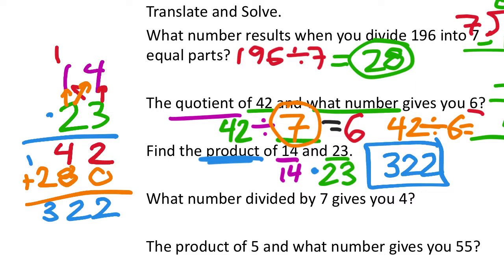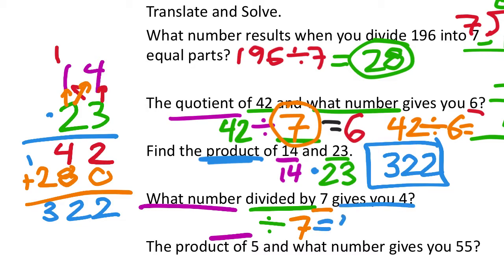But what number divided by 7 gives you 4? So what number, let's see, what number is dividing by 7? So that's direct translation right there. It's some value divided by the 7. There's a 7. But it's going to give us 4, right? Which means this equals 4.